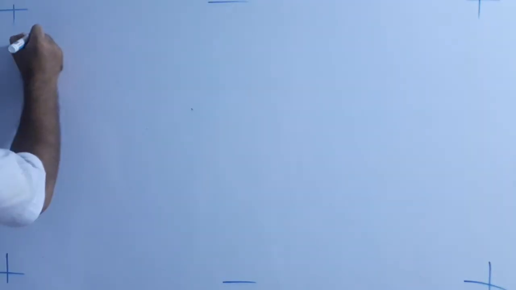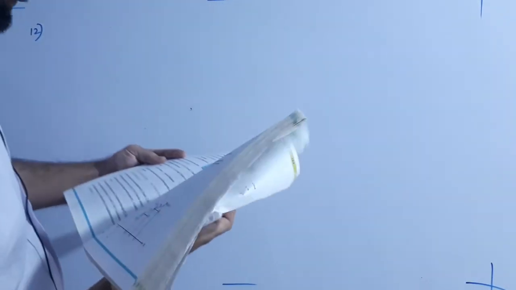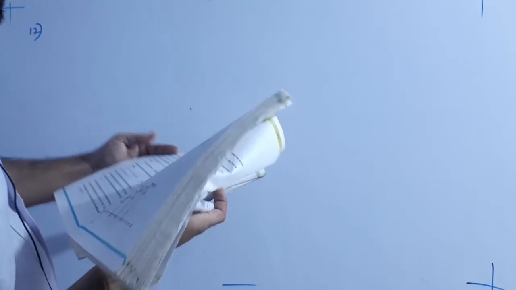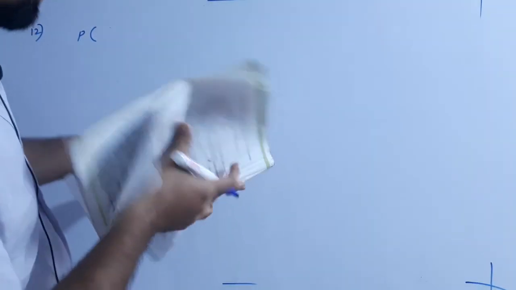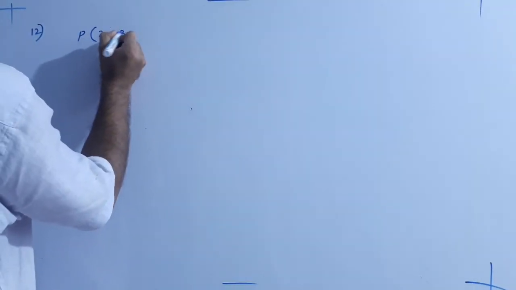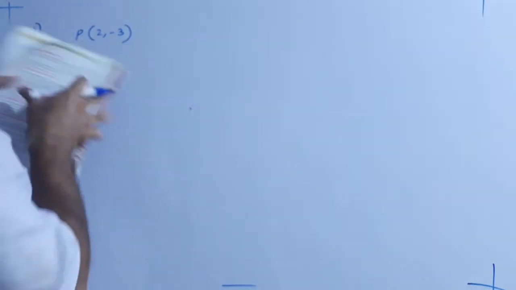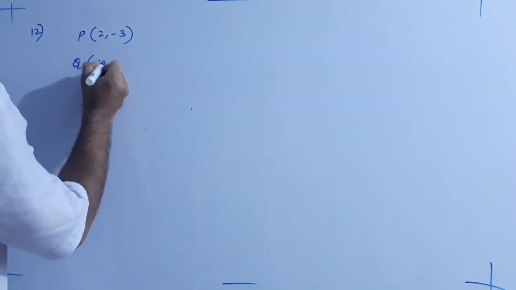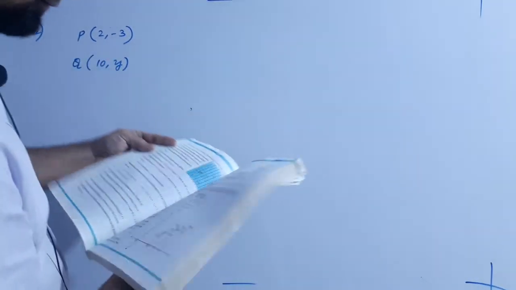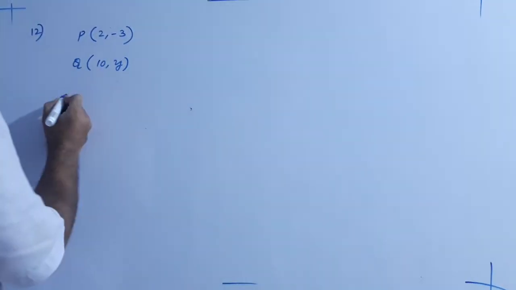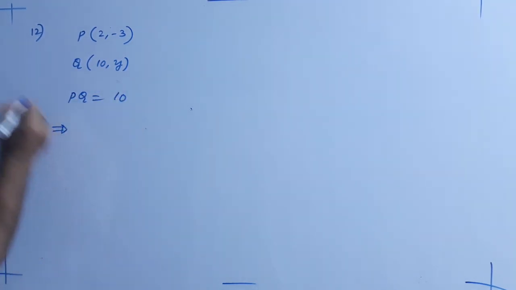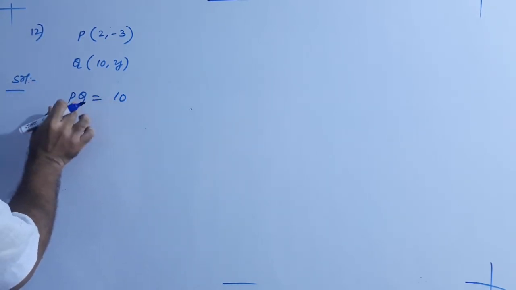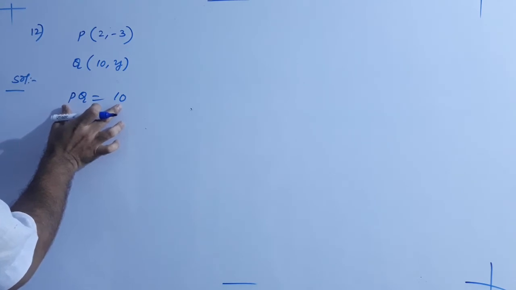Find the values of y for which the distance between the points P (2, -3) and Q (10, y) is 10. P is (2, -3), Q is (10, y). The distance PQ is equal to 10. So how do we write here? Solution. What is given? Distance between P and Q is 10. That's what I have written in the equation form.